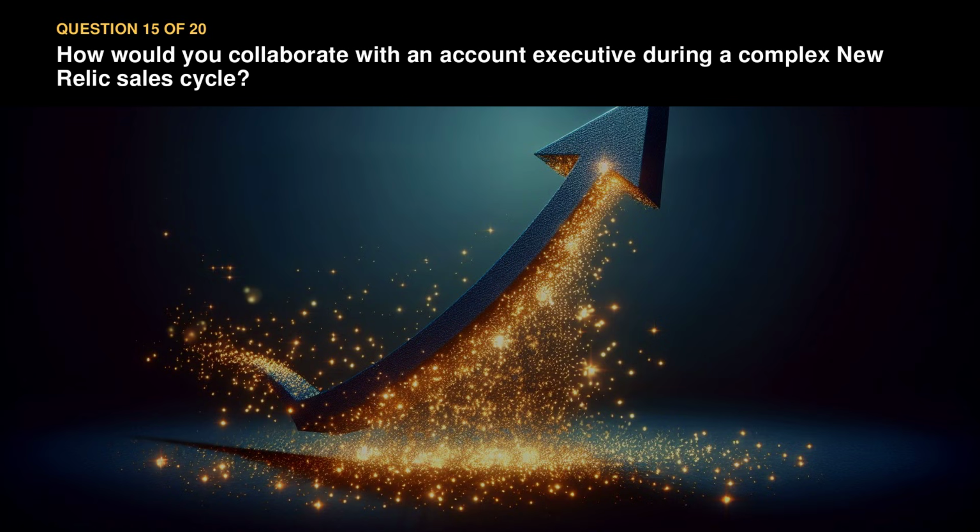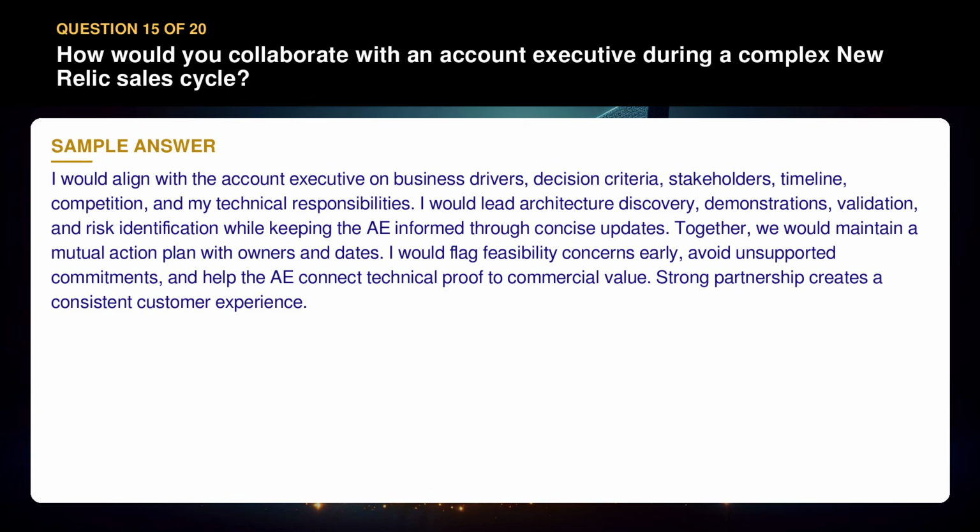Question 15. How would you collaborate with an account executive during a complex New Relic sales cycle? I would align with the account executive on business drivers, decision criteria, stakeholders, timeline, competition, and my technical responsibilities. I would lead architecture discovery, demonstrations, validation, and risk identification while keeping the AE informed through concise updates. Together, we would maintain a mutual action plan with owners and dates. I would flag feasibility concerns early, avoid unsupported commitments, and help the AE connect technical proof to commercial value.